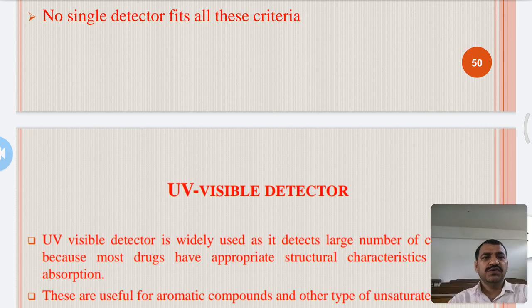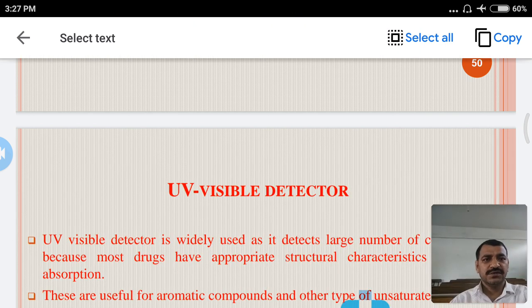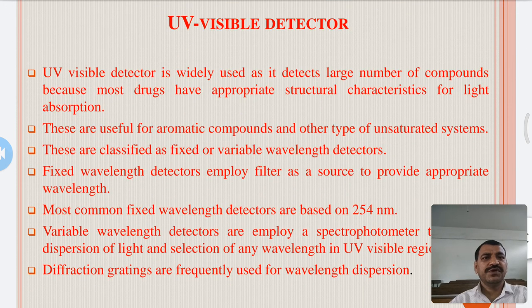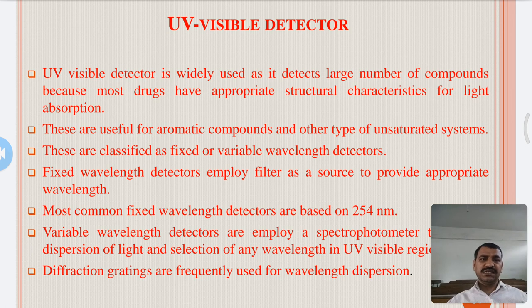So next is the UV-visible type of detector. The UV-visible detector absorbs light. It is widely used to detect a large number of compounds, because most drugs have appropriate structural characteristics for light absorption. In this light absorption, you use a UV-visible detector. A particular functional group absorbs a particular light and gets excited.